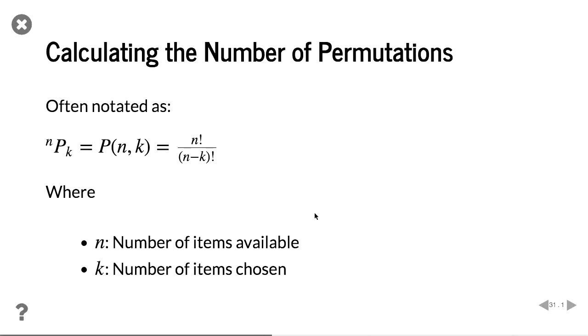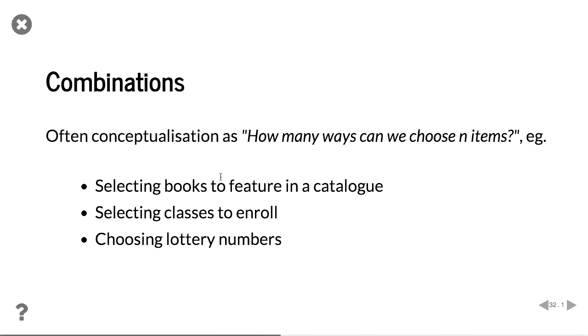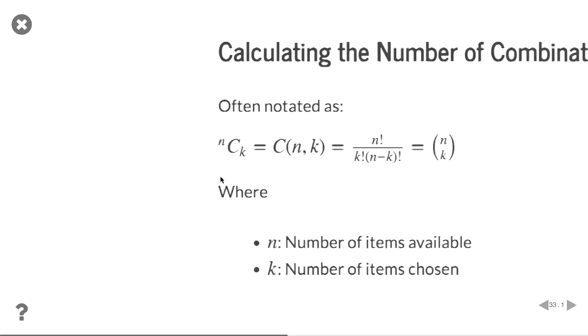Now there's a formula given for calculating the number of permutations. We have this n factorial over n minus k factorial. Now, I'm not going to sit here and talk about equations, but this is going to come back later, so just keep that in mind. Now, combinations, otherwise conceptualized as how many ways can we choose n items. So now we don't care about how we order them, we're just selecting them. So for example, which books would we feature in a catalogue, or maybe picking out our lottery numbers. The gambling is bad, so don't do that.